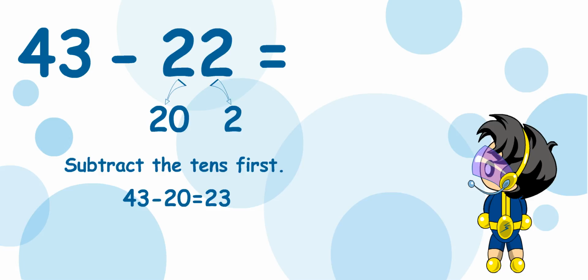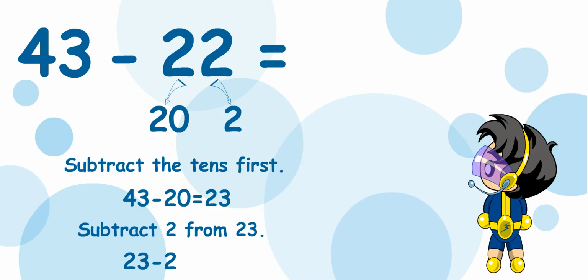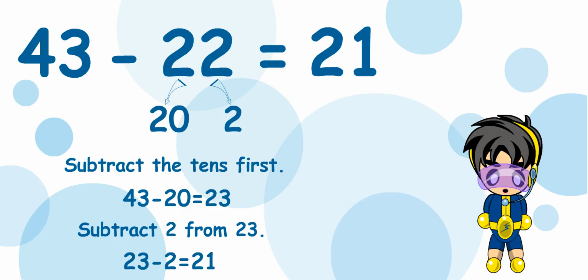Now, we have to subtract the ones from 23 to complete the sum. Thus, 23 minus 2 gives us 21. So, 43 minus 22 is equal to 21. Sounds like fun. I want to solve the next question.